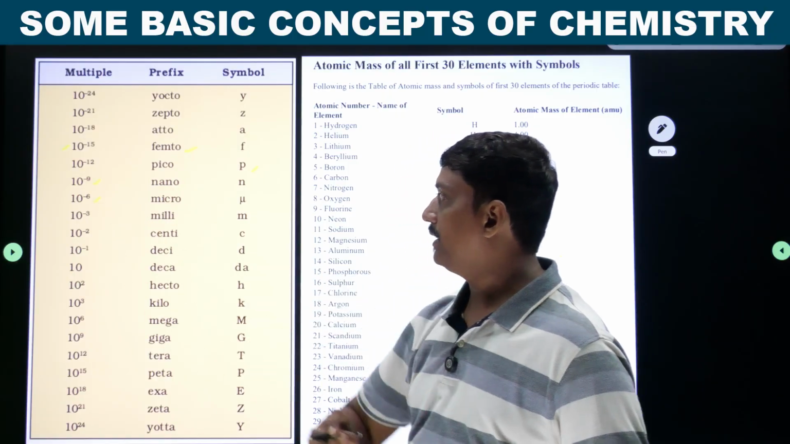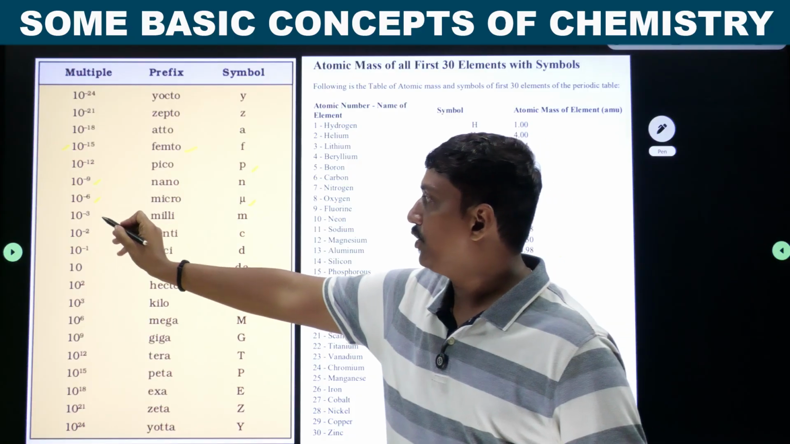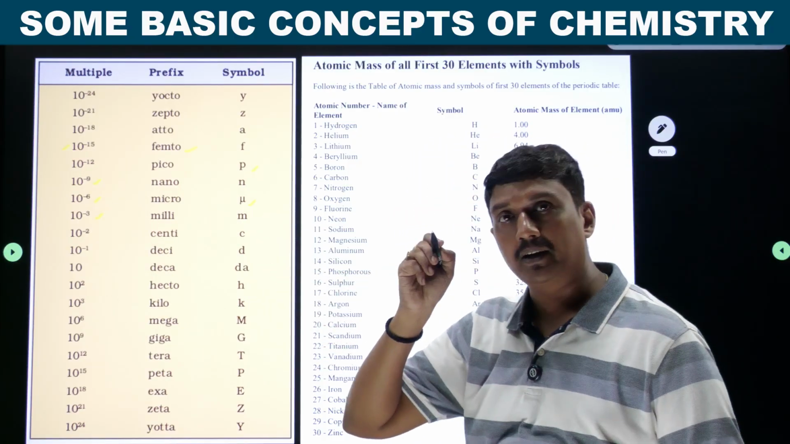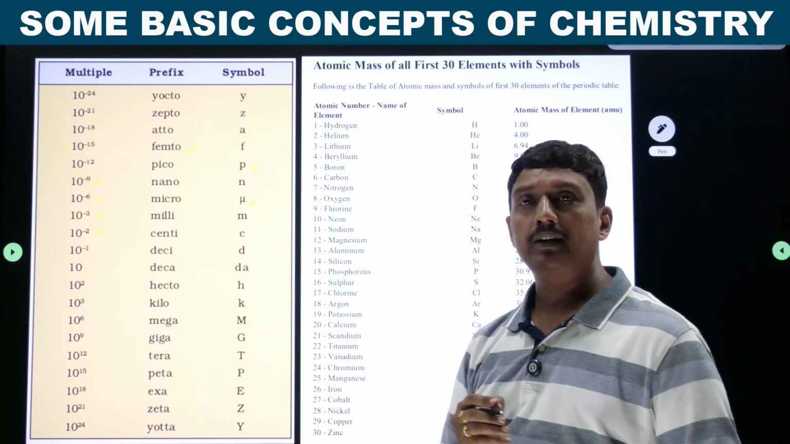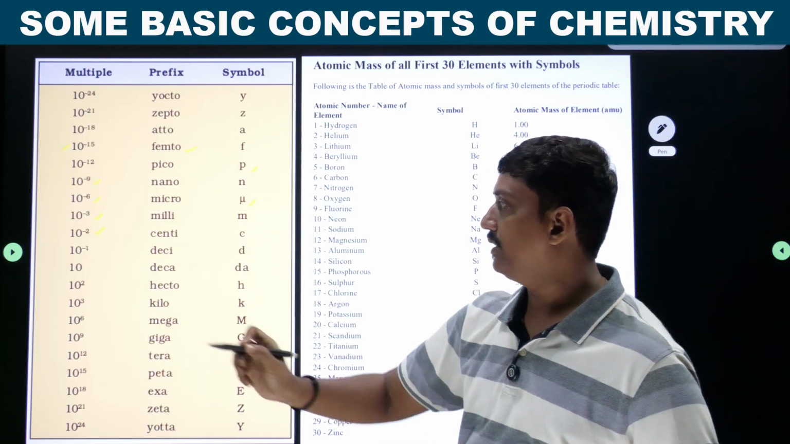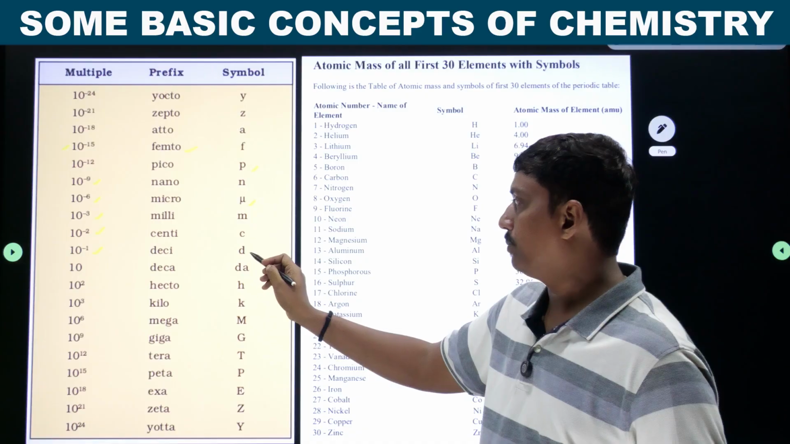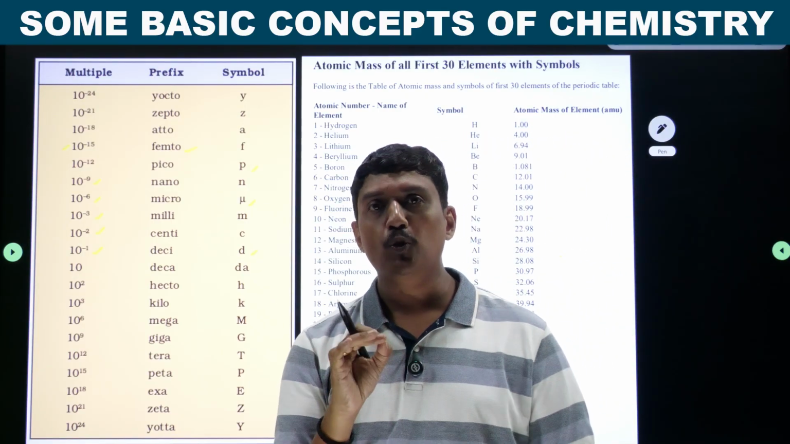10 to the power minus 6 is micro, this is mu. 10 to the power minus 3 is milli, small letter m. 10 to the power minus 2 is centi, small letter c. 10 to the power minus 1 is deci, small letter d. These are very small numbers.